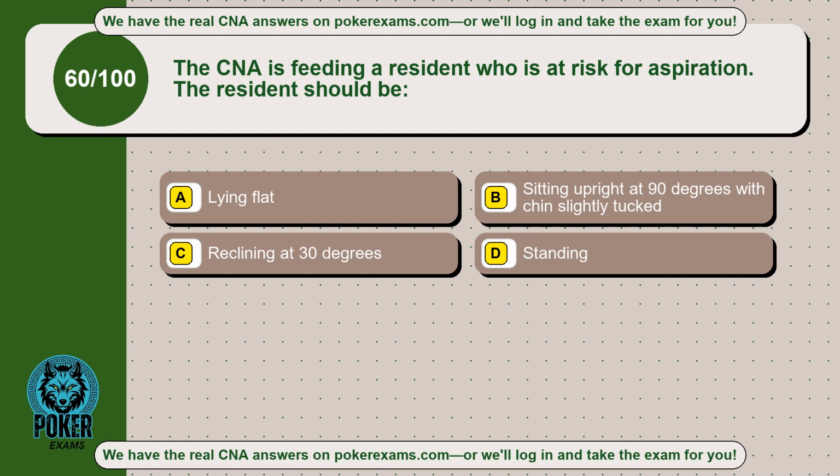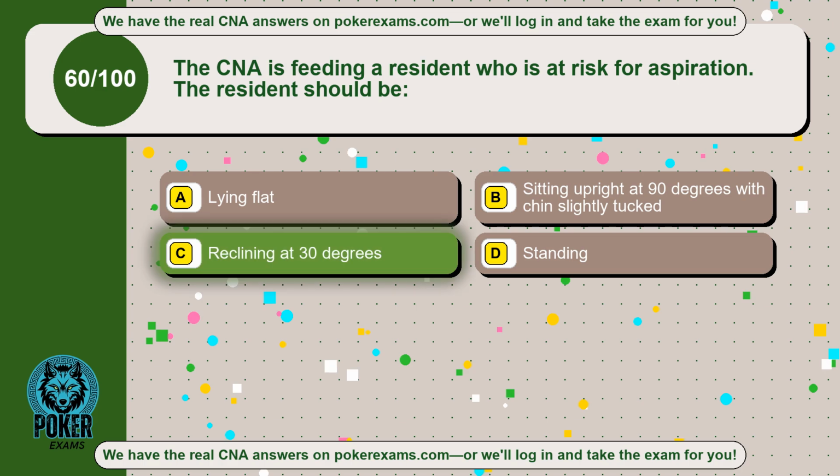Question 60. The CNA is feeding a resident who is at risk for aspiration. The resident should be: Option A, lying flat. Option B, sitting upright at 90 degrees with chin slightly tucked. Option C, reclining at 30 degrees. Option D, standing. The correct answer is option C, reclining at 30 degrees.